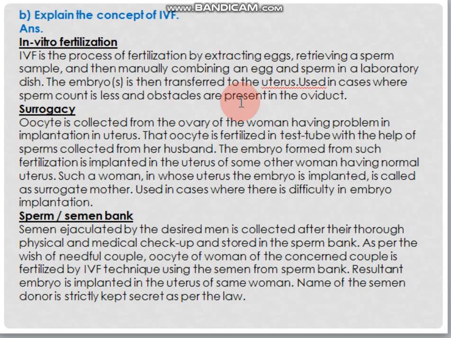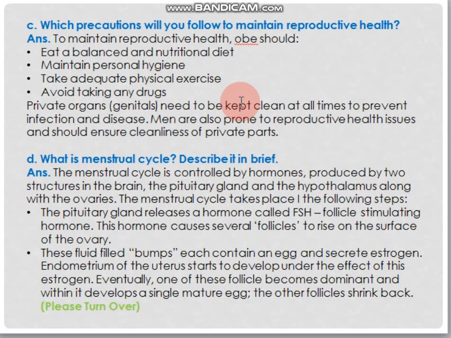Okay, so write only these: in vitro fertilization, surrogacy, sperm and semen bank. Now, which precautions will you follow to maintain reproductive health?